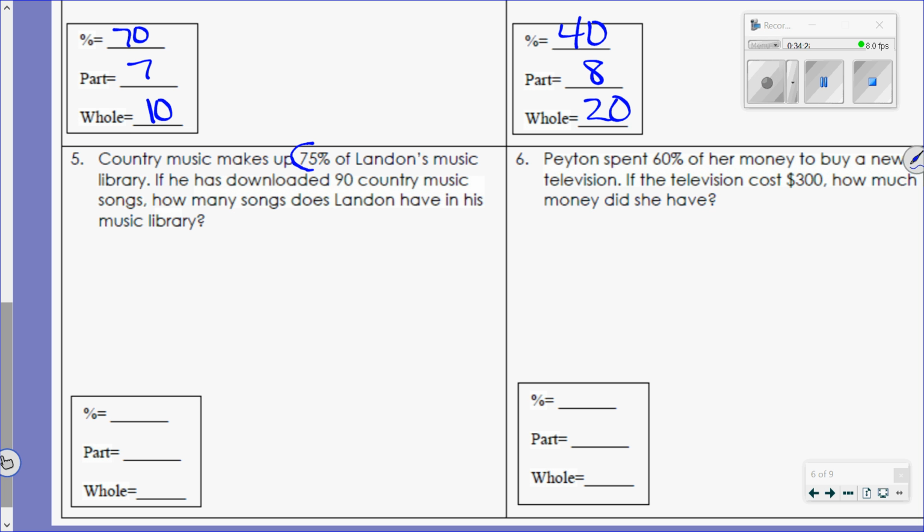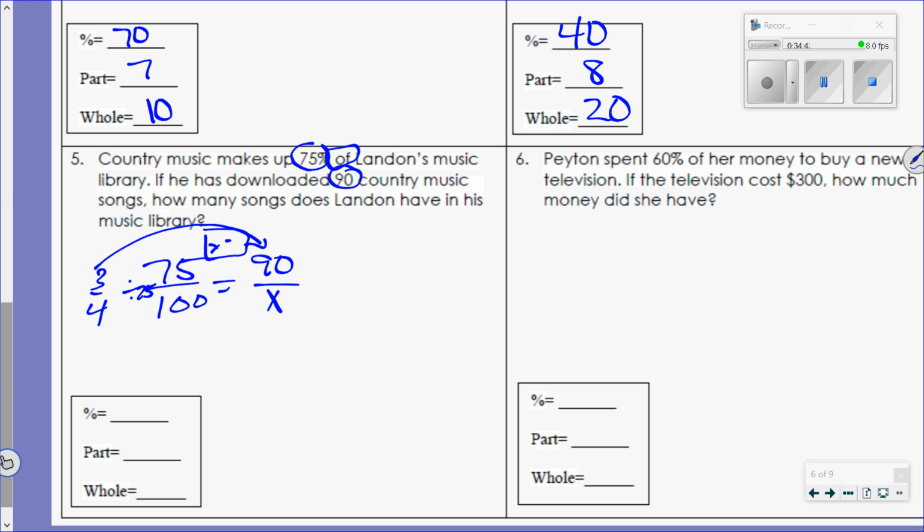This one, the key part is understanding we don't know the of. That makes it 75 over 100, 90 over x. Can't really do that one easily. Let's do a step back. I'm going to divide by 25, gives me 3/4. Darn it, didn't get it. Okay, go ahead and get lunch, guys. We'll finish when we get back.